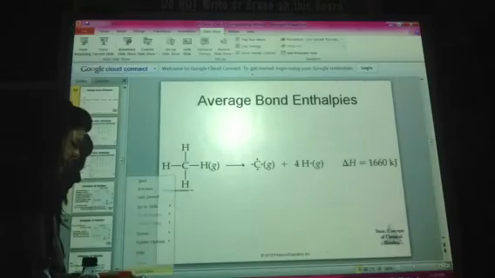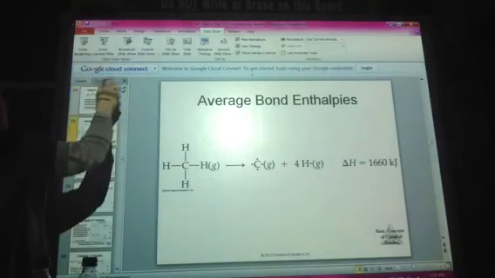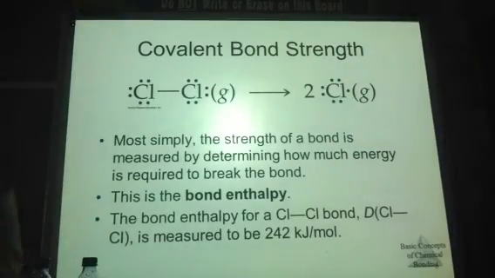I want to go back really quick and add a couple of things. The stability of a molecule is related to the strength of its covalent bonds. The strength of a covalent bond between 2 atoms is determined by the energy required to break the bond. So if I need more energy to break that bond, that covalent bond would be stronger than another one that we would be comparing it to.